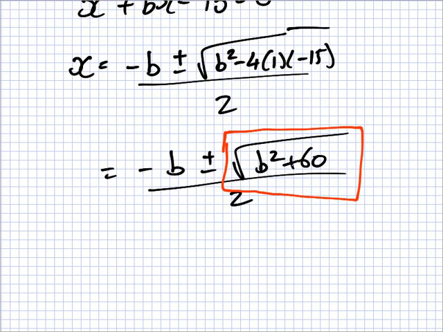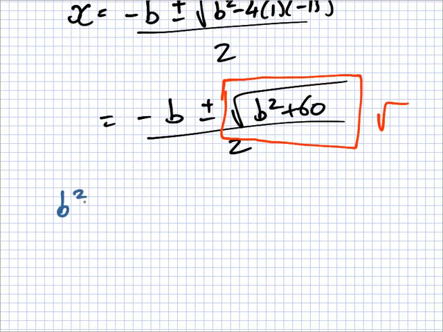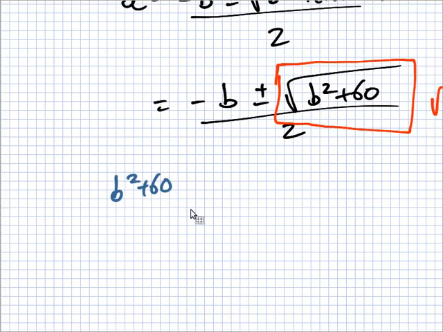We can't have something like square root 2, because that's not an integer. By integer I mean a whole number. But we could have something like square root 4. Why is that okay? It's a 2 then. So we need to check what values of b are good here. So we have b squared plus 60. Let's make a table.